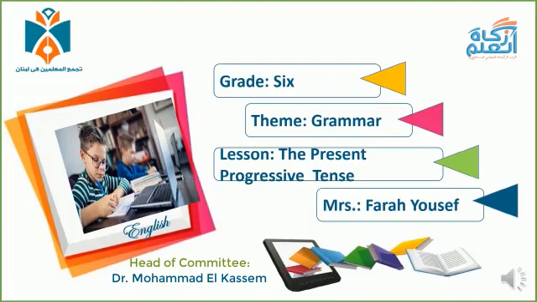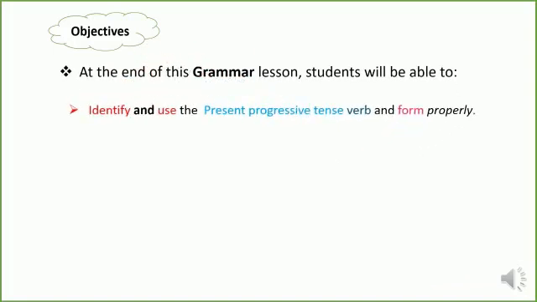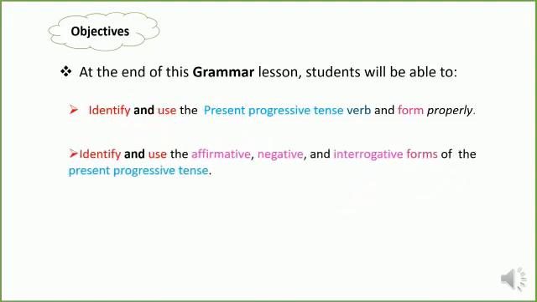Our grammar lesson today is about the present progressive tense. At the end of this grammar lesson, students will be able to identify and use the present progressive tense verb form properly, and also identify and use the affirmative, negative, and interrogative forms of the present progressive tense.